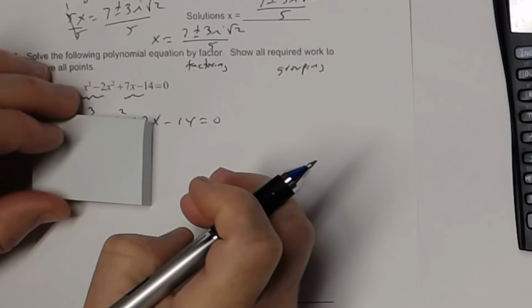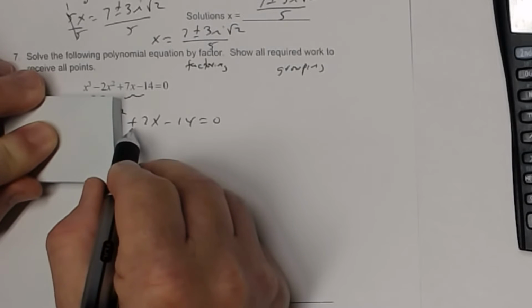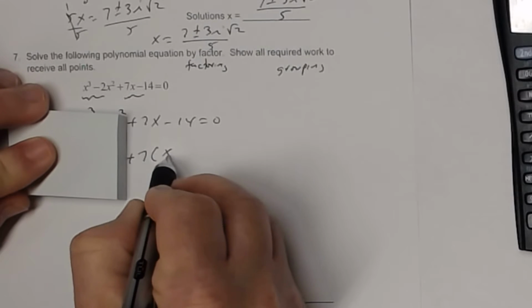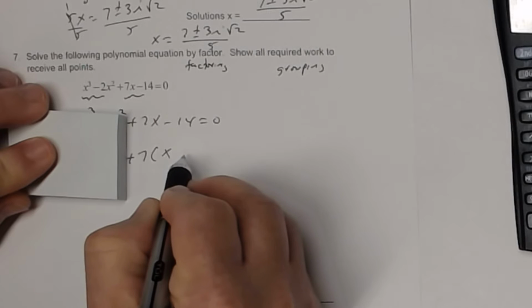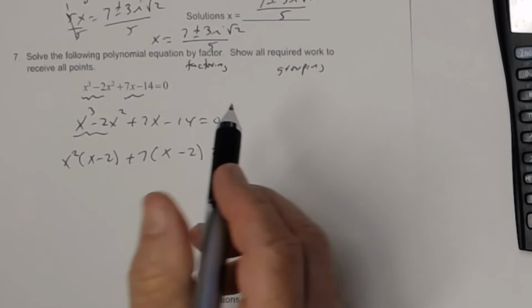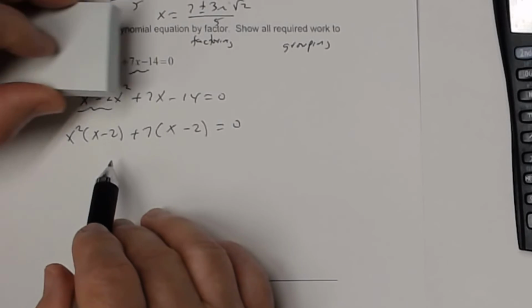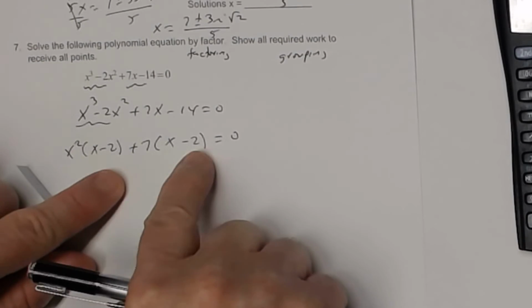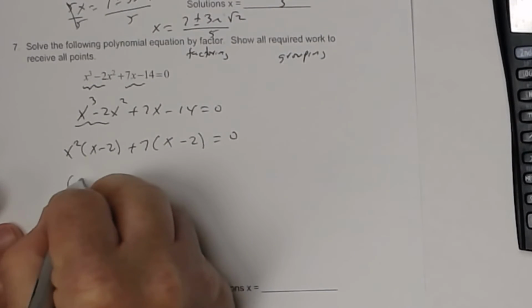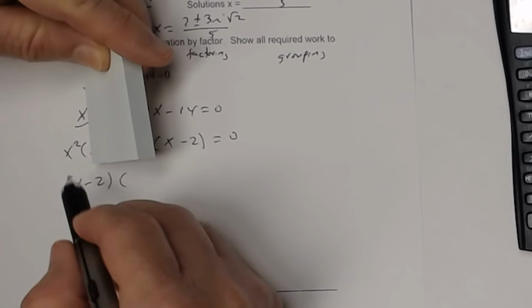Now when I group the last 2 right here, the GCF here is a positive 7, so I'm going to write it as plus 7 times, and 7 times x is 7x, and then a positive 7 times a negative 2 is a negative 14. Don't forget to say equals 0. Now at this point, you have to recognize that these 2 terms both have a common factor, x minus 2. So you need to factor that out. So I get x minus 2 times, and when I factor out this x minus 2, you're left with x squared.